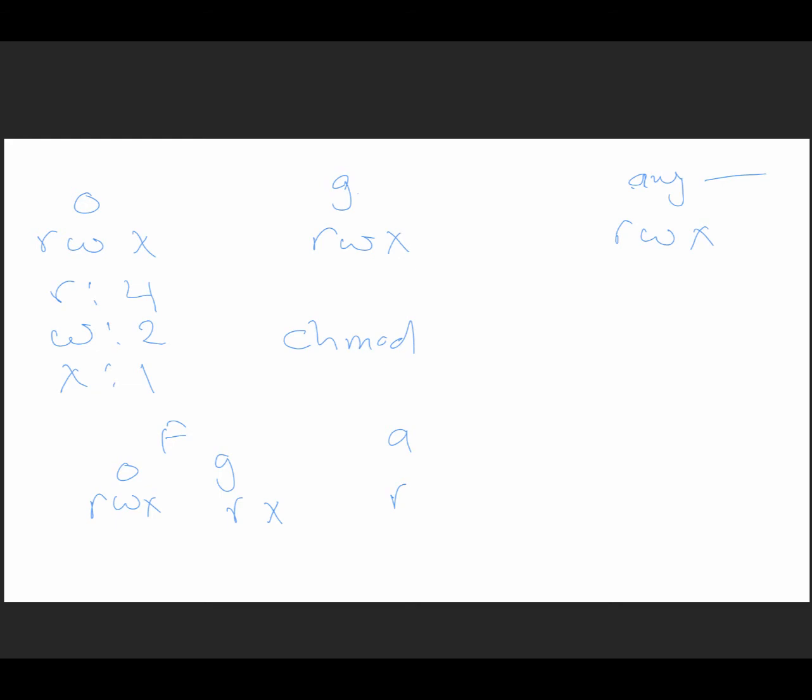For the read, it's going to be 4. For the write, it's going to be 2. For the execute, it's going to be 1. I have only one digit, or one octal, right here. It's going to be a digit.